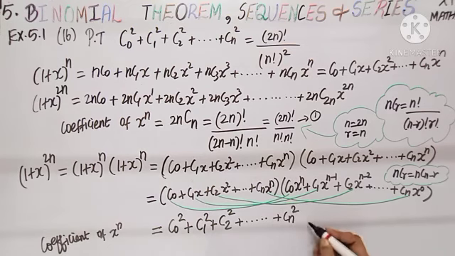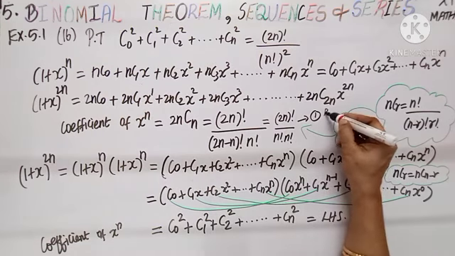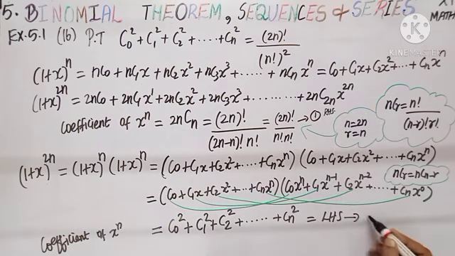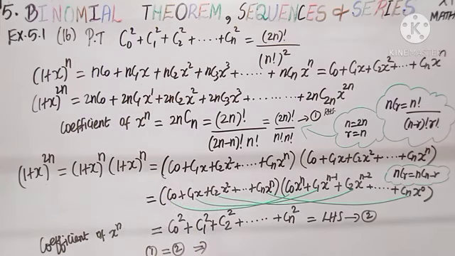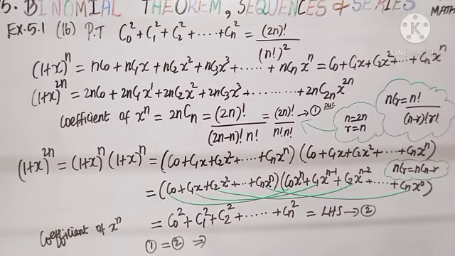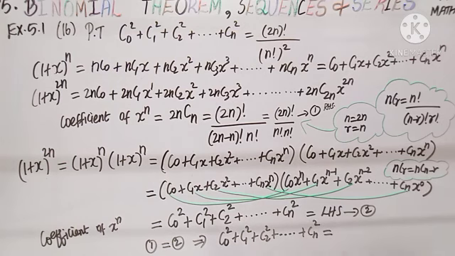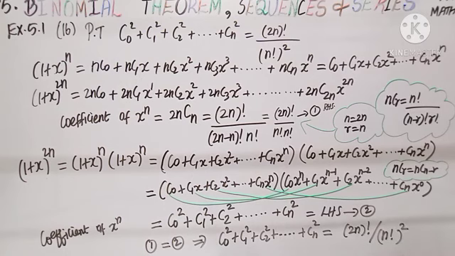So this is the LHS of the problem and this is the RHS of the problem. So I call this as 2. 1 equals to 2 implies, because in both the cases I am finding only the coefficient of x power n. So from 1 and 2, I am able to conclude C0 square, C1 square, C2 square and so on up to Cn square is 2n factorial by n factorial the whole square, and hence the problem.